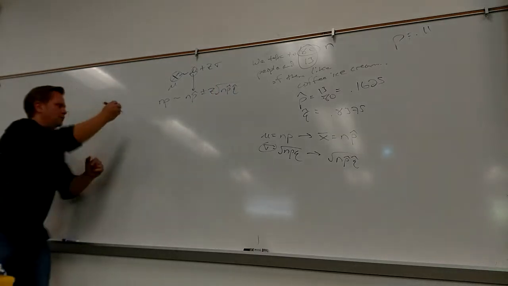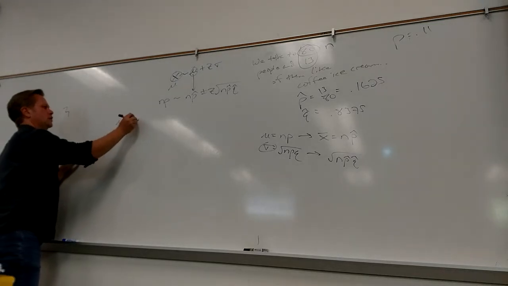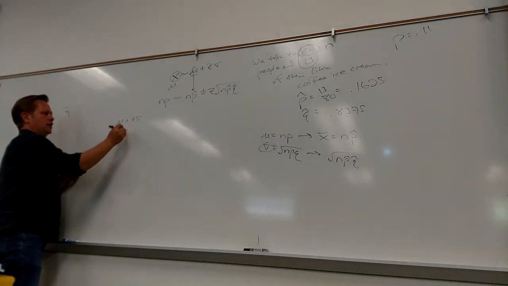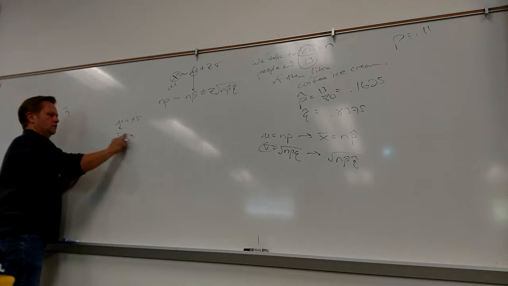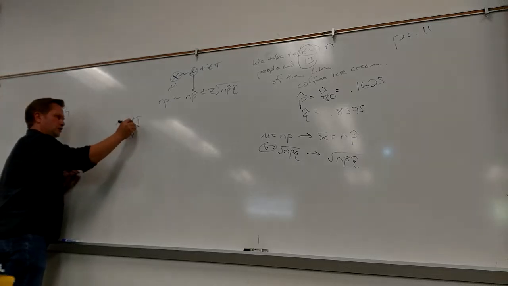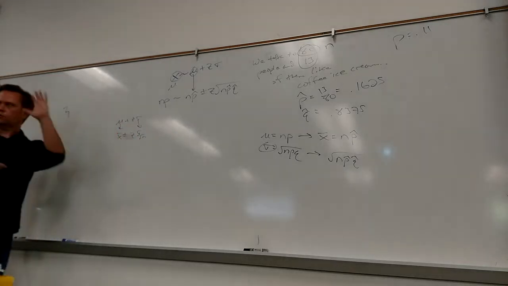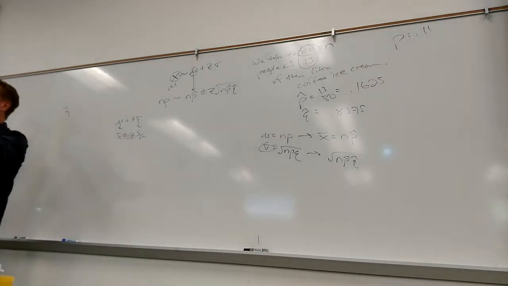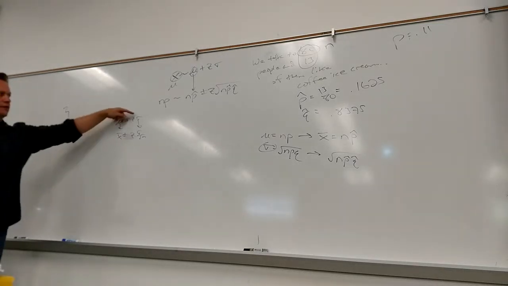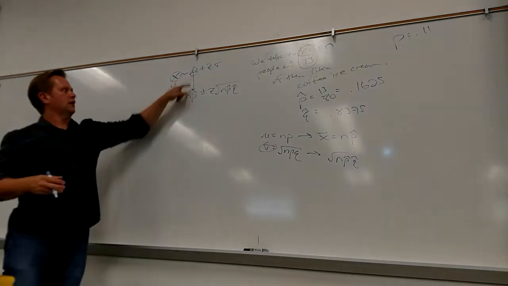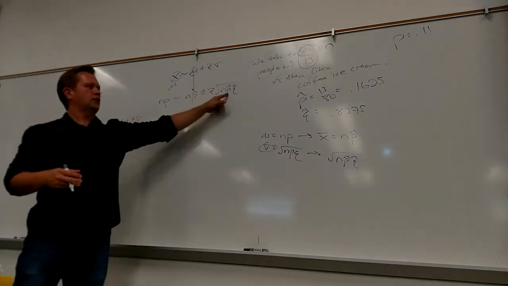Just like before, where I had mu plus z sigma and I put x bar, and that meant I put sigma over square root of n. The same idea, I replaced it. This was my best guess for the mean, and that's the standard deviation of that sample.